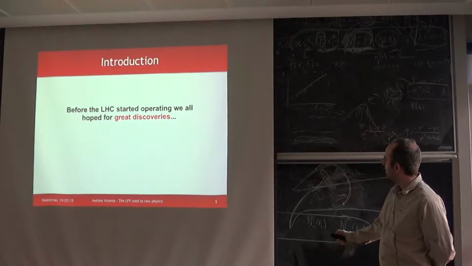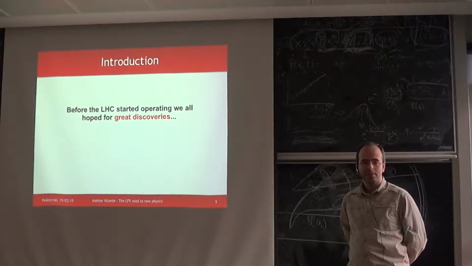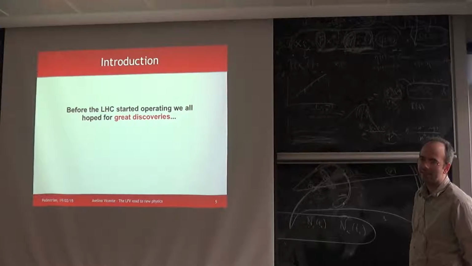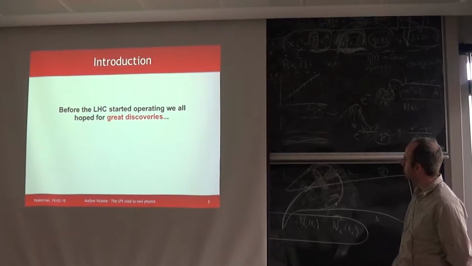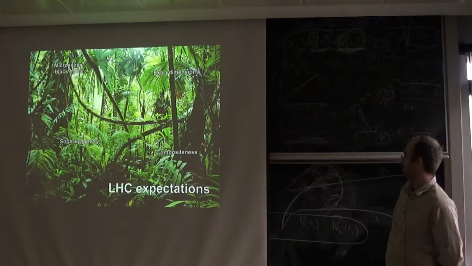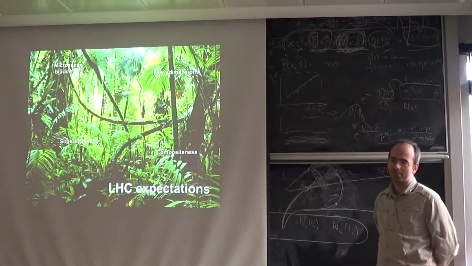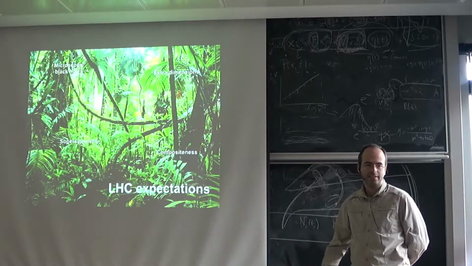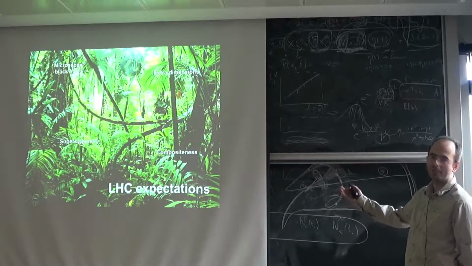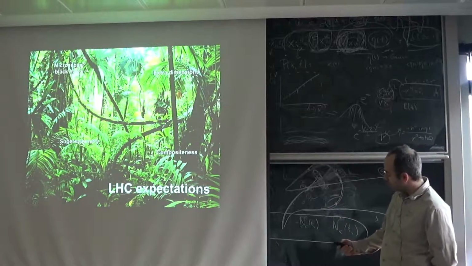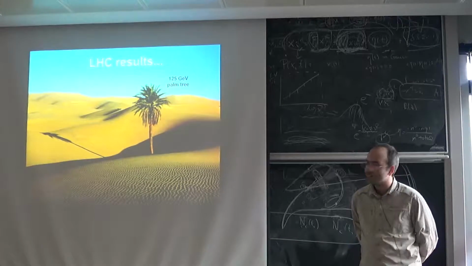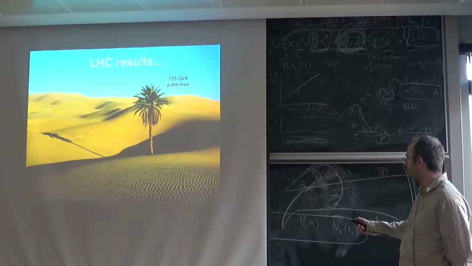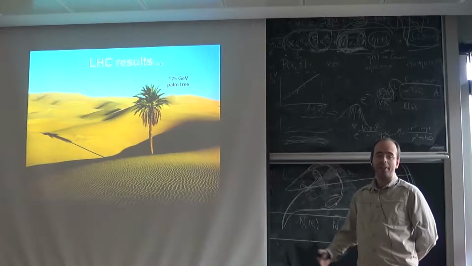So let me begin with the introduction. Well, you know that before the LHC started, we had many hopes. We thought that everything was fantastic, that we had many chances for discoveries, and we expected something like this. So basically, we expected to discover supersymmetry, extra dimensions, black holes, compositeness, everything. Basically, that was our expectation before the LHC. Then we opened the box, and we found basically this. So basically nothing apart from a little thing, which is, of course, very important, this palm tree, but nothing else.